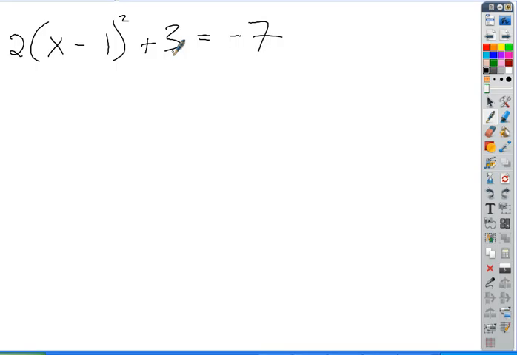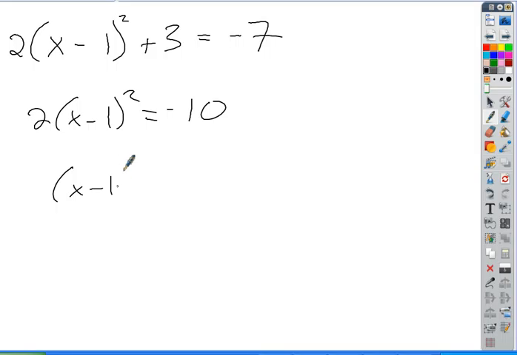But you know what to do. You guys are getting really good at this stuff. So if we do those steps, we get what? 2x minus 1 squared equals negative 10 if I subtract 3. Divide by 2. x minus 1 squared equals negative 5. Right? Now, what about the square root step? This is a tricky one.